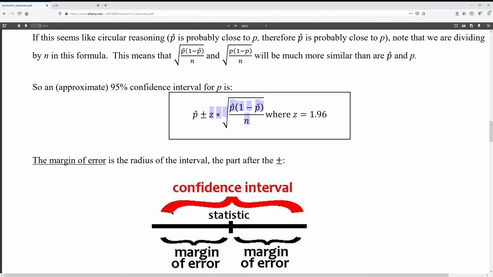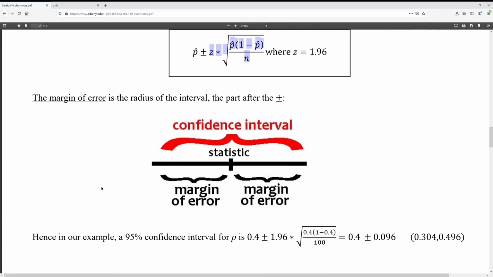So the entire confidence interval, here's our statistic, here's our p hat, subtract the margin of error, you get to the low wall. Add the margin of error, you get to the high wall. This visual aid will work for any confidence interval, but in our case, the statistic is p hat, and the margin of error is z times the square root of p hat times 1 minus p hat over n.